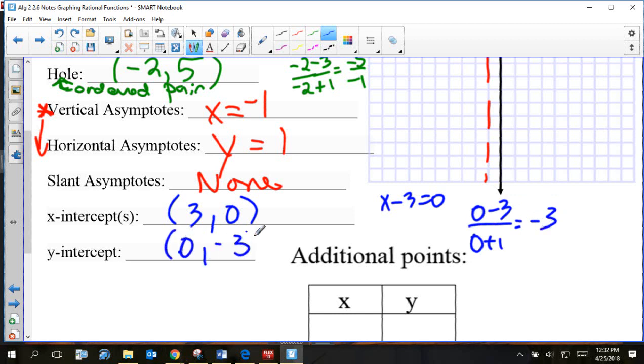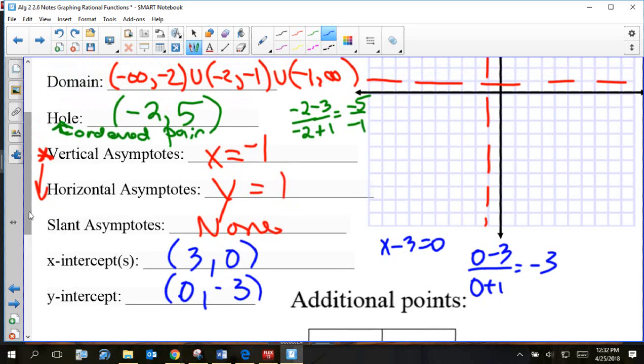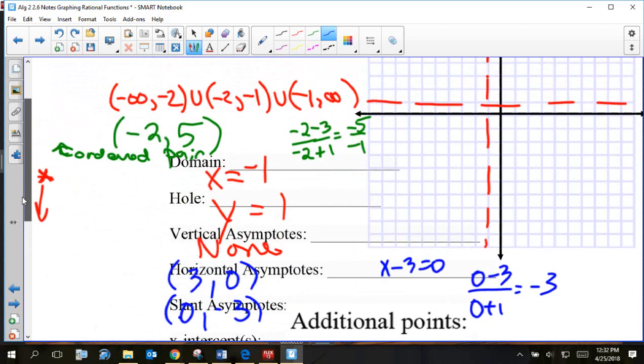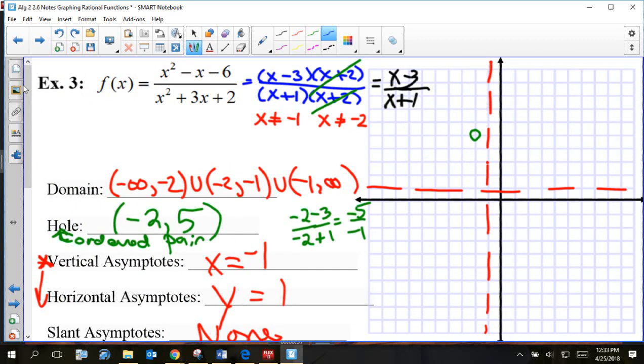Why is there only one? Because there's only one x on top. Remember, the number of intercepts would be like the degree. It was 2, but I canceled out one of them. Why is it just the top and not the bottom? Because you set the equation equal to 0. Oh, okay. And then we cross multiply, the bottom disappears. So it's just the top.